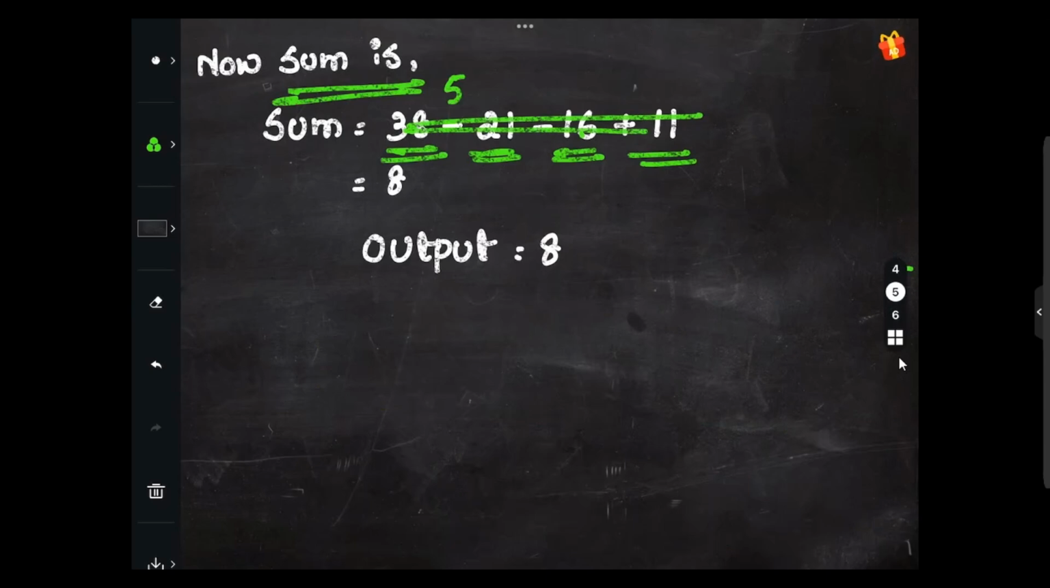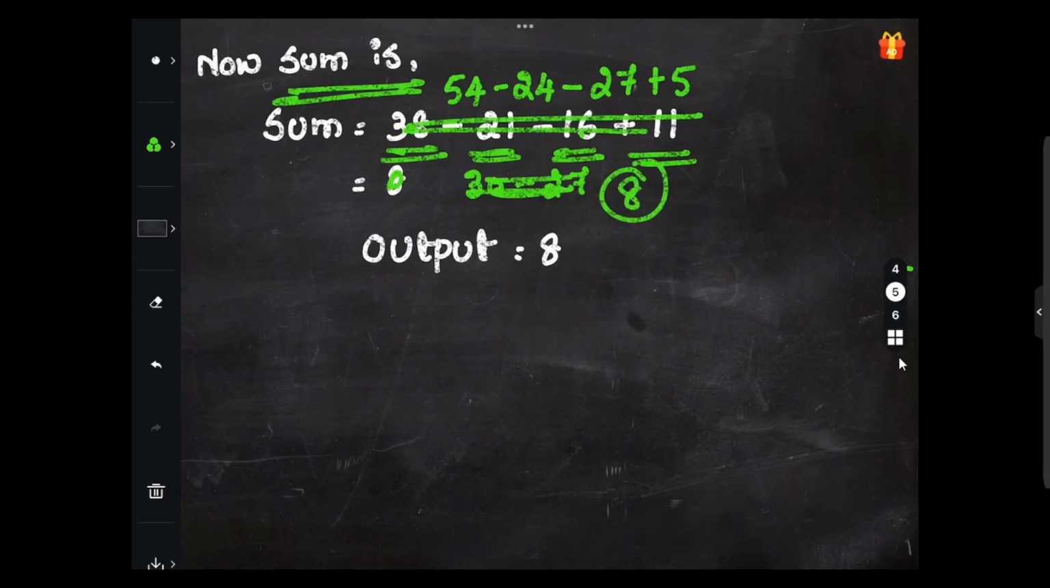So this has to be 54 minus 24 minus 27 plus 5. So this has to be 54 minus 24, which is nothing but 30. 30 minus 27 is nothing but 3. 3 plus 5 is nothing but 8. So the total output is here. So this one I had considered wrong, basically. So that is the reason we are getting the wrong answer. So this is fine. Now we have got the output 8.